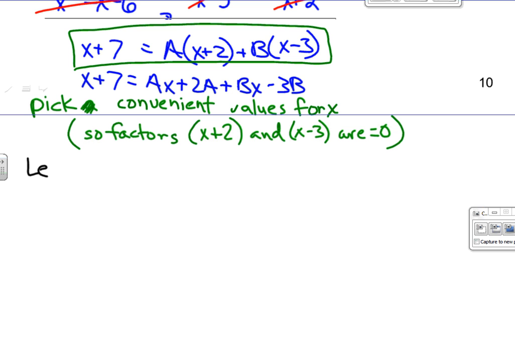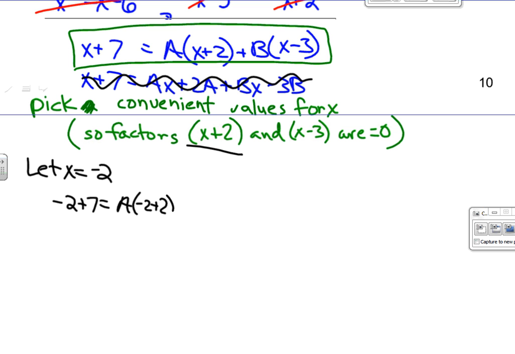So having said that, I'll let x equal, well, what would make this 0? Negative 2. So let x equal negative 2. And actually, I'm going to cross this out because I always distribute things. I'm going to look at the one I have boxed. So if x is negative 2, that gives me this. Negative 2 plus 7 equals A times negative 2 plus 2 plus B times negative 2 minus 3. So do we agree that A canceled out, right? Why is that convenient to us?